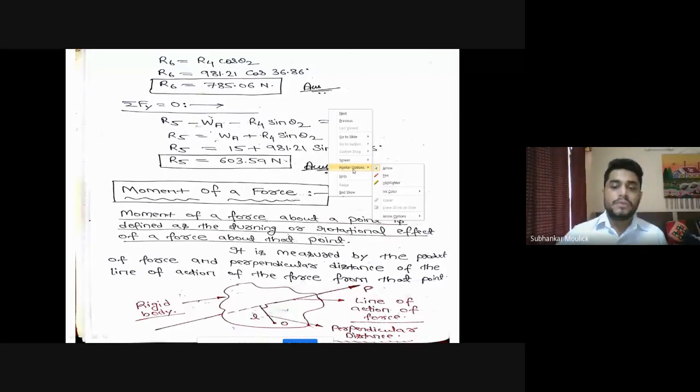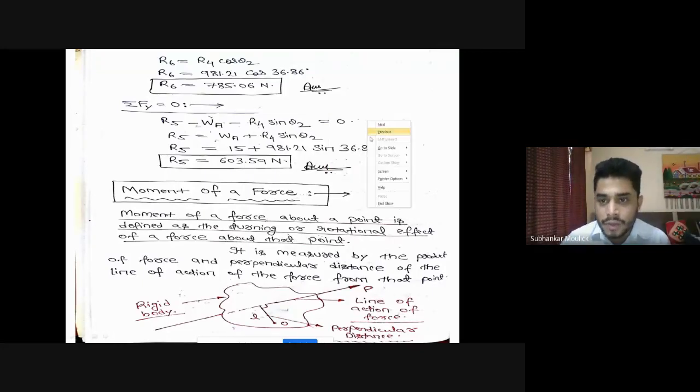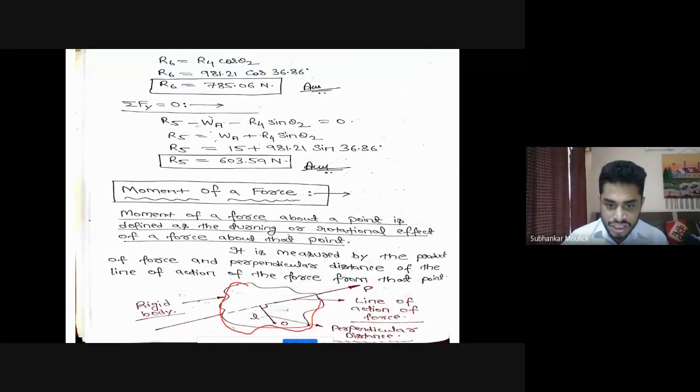So assume that this is a body, a rigid body. On this rigid body a force is applied, and this is the direction of the force. If I need to calculate the moment of this particular force P about this particular point O. This point O is any point in the body. It can be over here, over here, or over here. So I am assuming the point O is over here.